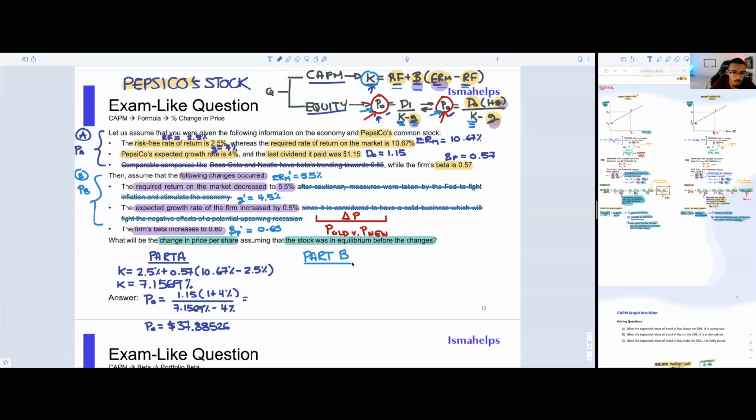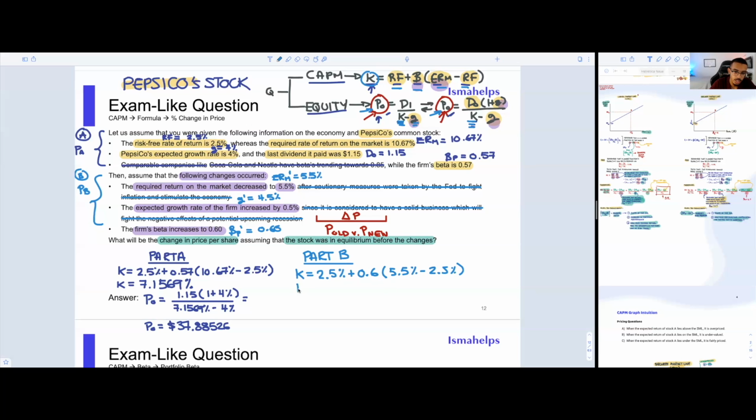Okay, so now we have part B. Part B, you really want to be cautious about the changes that we've highlighted here. We told you the risk-free rate did not change, so it remains at 2.5%. We know that the beta changed to 0.6. We know that the required rate of return on the market decreased to 5.5%. And once again, the risk-free rate did not change.